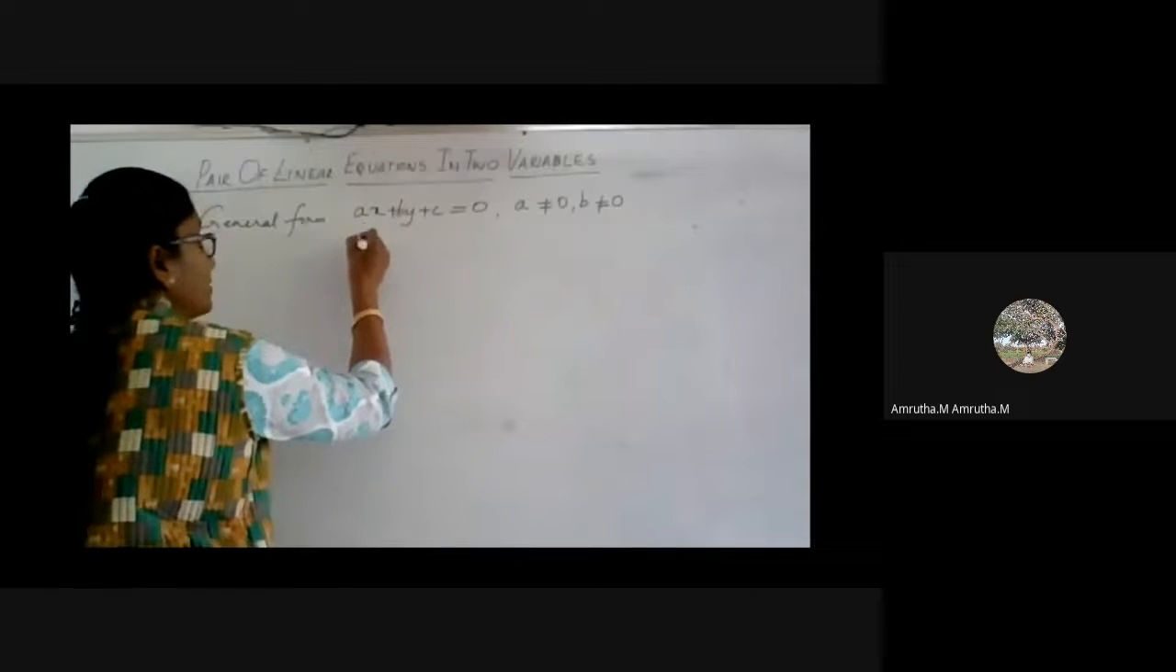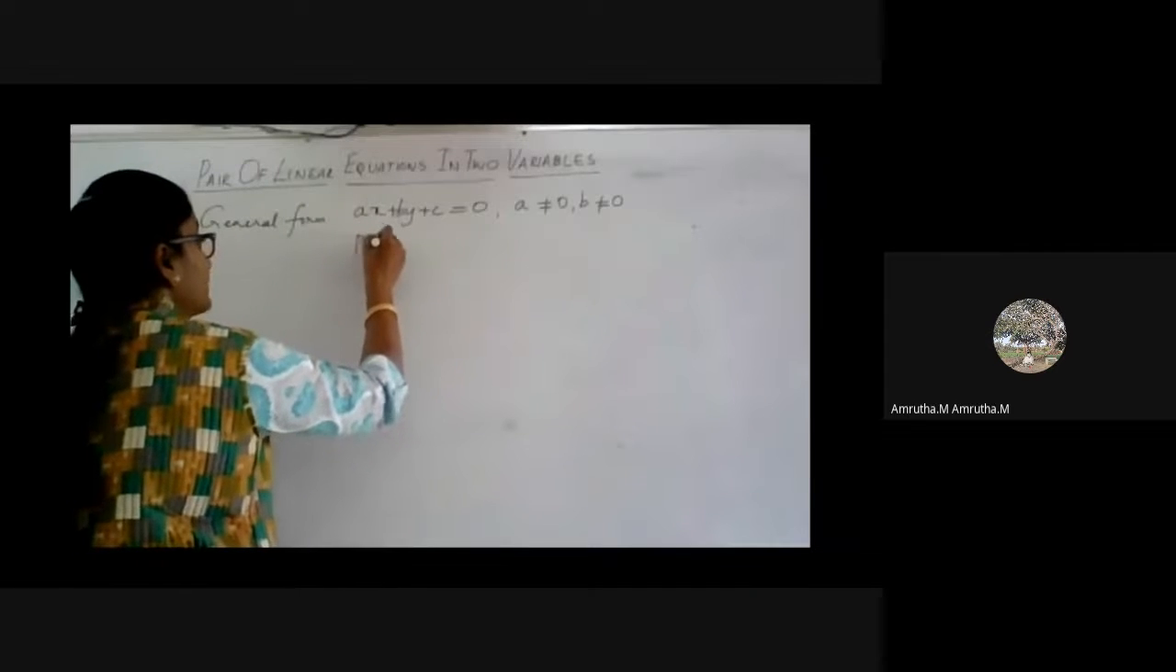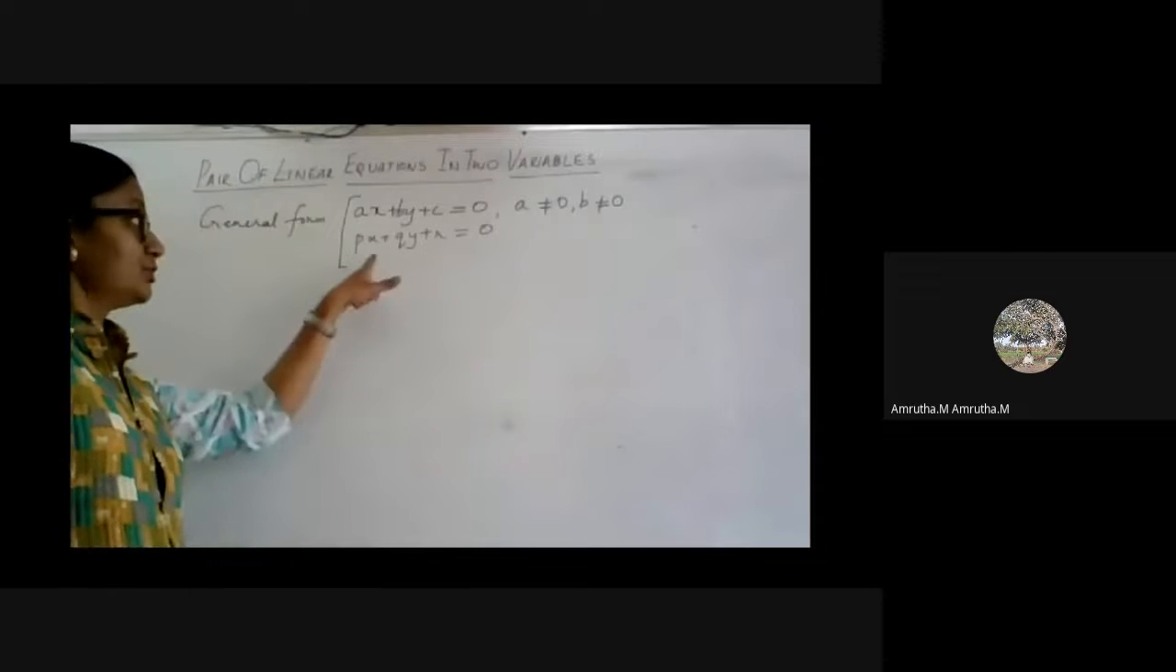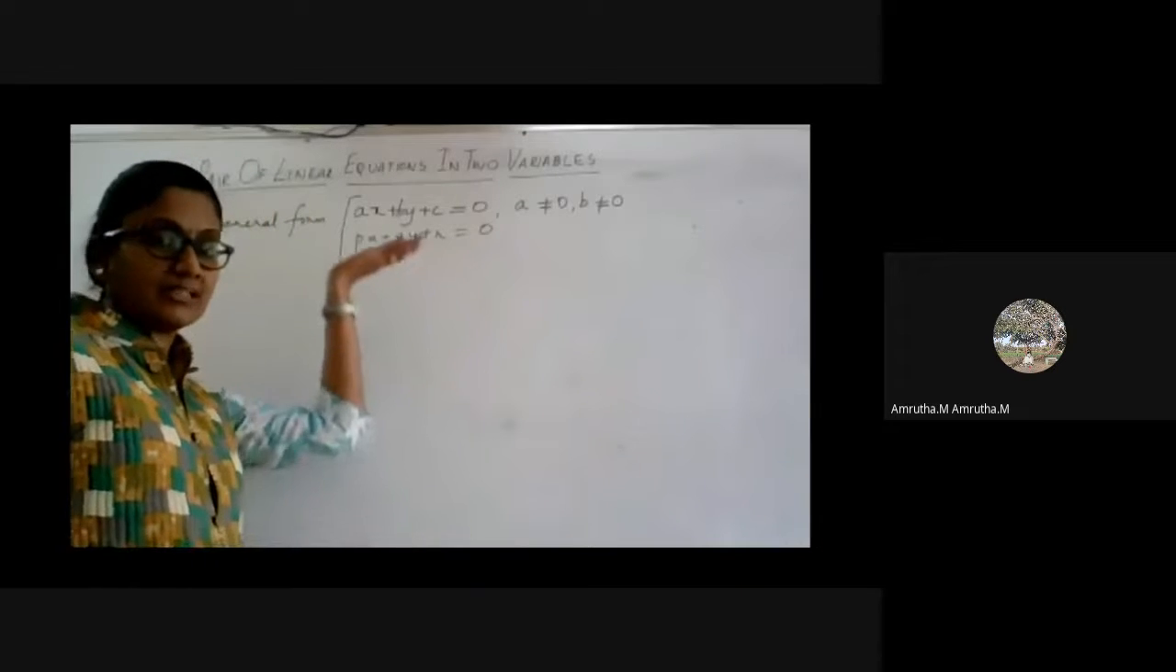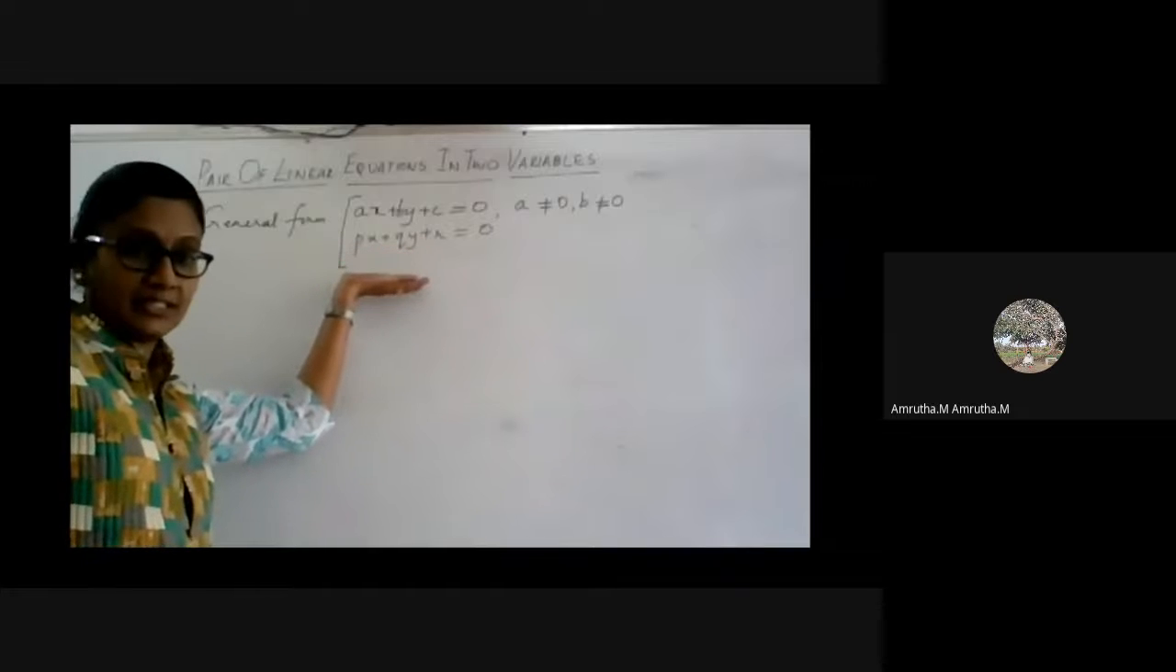When I talk about another equation, maybe I should see it as px plus qy plus r equals 0. Now this set of two equations together is called a pair of linear equations in two variables. You should see that there are two different equations, but the variables are the same. Such a set is what we call a pair of linear equations. Why can they be paired? Because their variables are the same. Maybe the coefficients are different. That is why we are taking it as a pair of linear equations.